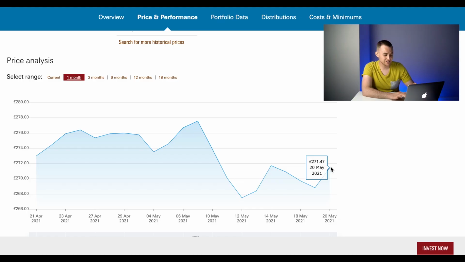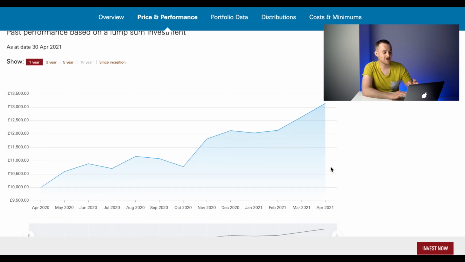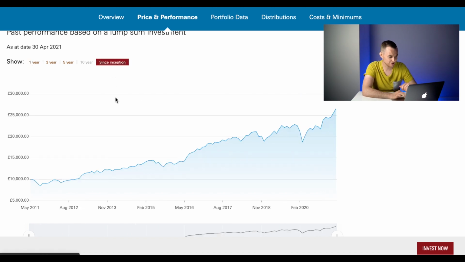However, going back over onto this page, if we scroll down towards the bottom, you'll then be able to see another graph. This time we can go for a longer time period. So let's go instead since inception of the fund, which is May 2011. So you can see if we'd invested £10,000 back in May 2011 and just left it there working for us, straight away there was a dip in the market and our money would have gone down in value to £8,500. But over time, you can see that the markets are increasing. By April 2021, our original £10,000 is worth over £26,500. Not bad going in 10 years.